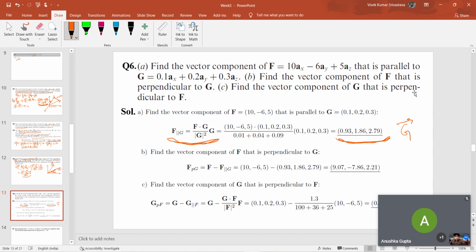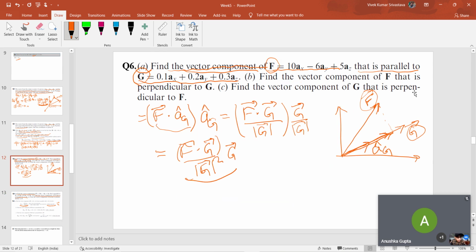So this is basically the first part of this question, but the second part of this question is to find out the vector component of f that is perpendicular to the vector g. Here you have to find out this component instead of this that you have already found out by using this relation. So now the second part of this question is asking this. Let me change the color. So here you have to find out this component.